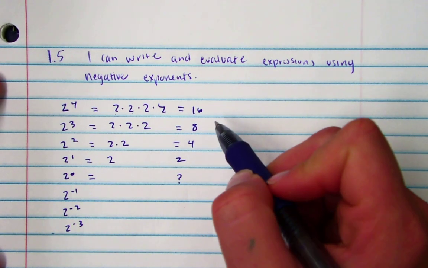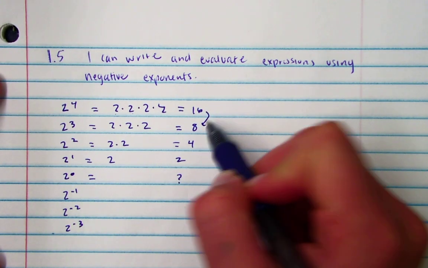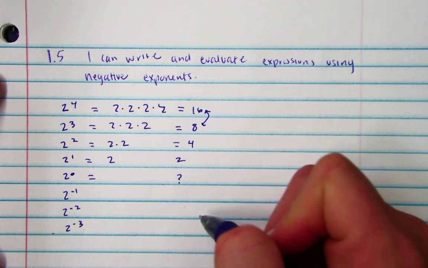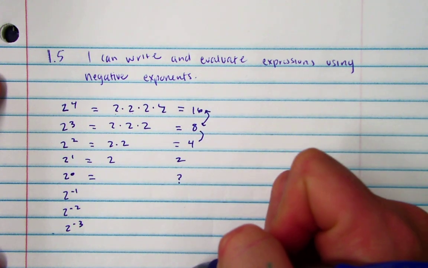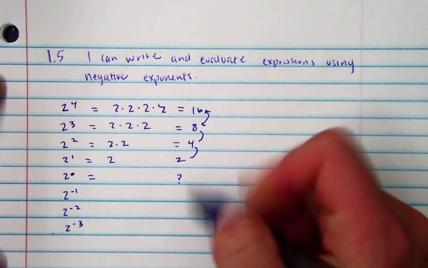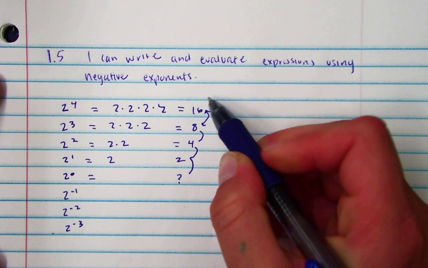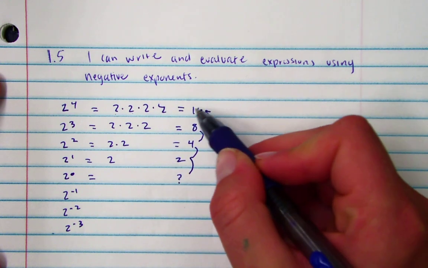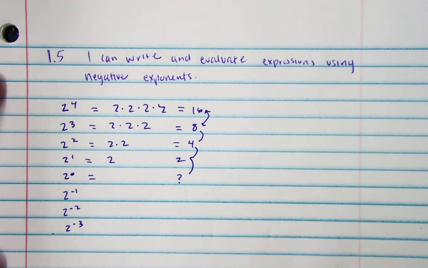Now, I want you to look at these. I want you to look at what pattern can you see between 16 and 8? How about between 8 and 4 and 2? So what would you think, based off the pattern that you have seen here, that you would put for this one?